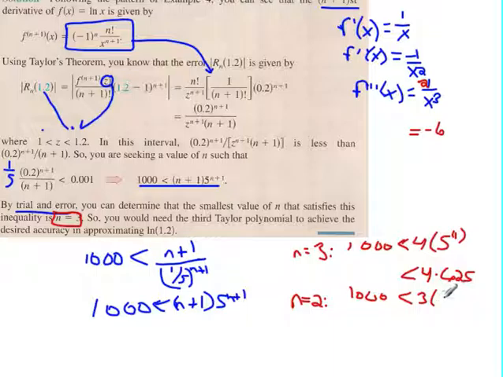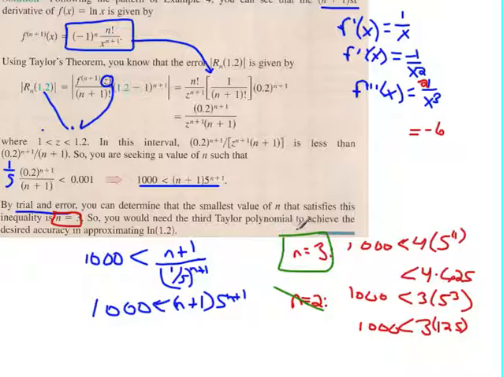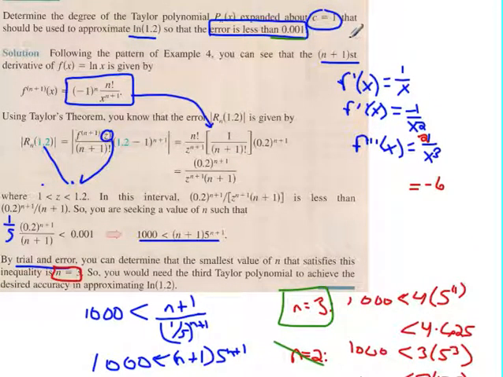3 times 5 to the 3rd? What is that? 5 to the 3rd is 125, right? So 3 times 125 is 375. Is 1,000 less than that? Nope. n equals 2 will not work. Looks like n equals 3 is the cheapest Taylor polynomial we can get away with. So if we do ln of x, a third order polynomial, we get the desired accuracy of 0.001.